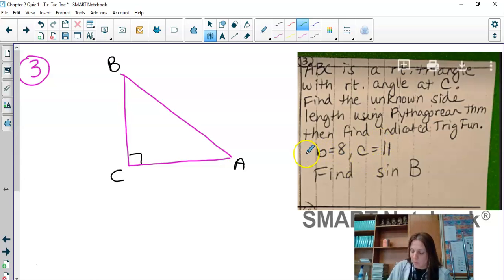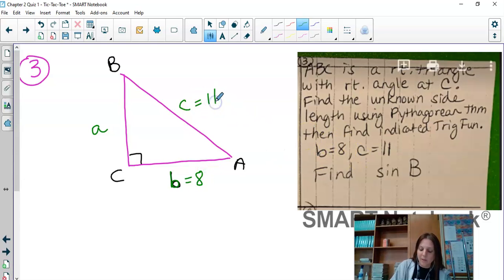Okay, so I'm going to label what's given, side B and side C. These sides are opposite the angle. So since this is B, little b will be opposite that. If this is C, little c is opposite. And then A, little a. B equals 8, that's given. C equals 11. The first thing says to find the side length using the Pythagorean theorem.